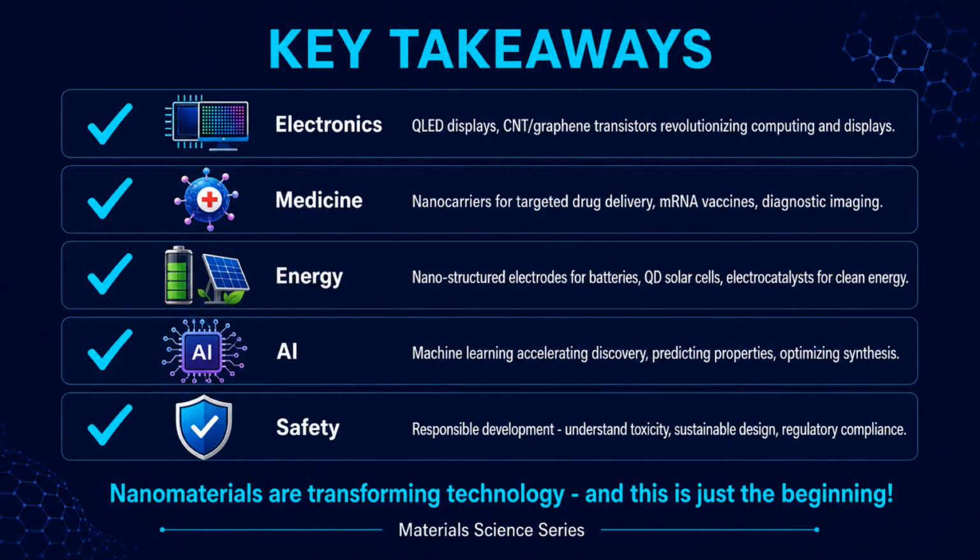In energy, nanomaterials enable higher capacity batteries, more efficient solar cells, and better catalysts for clean hydrogen production. Artificial intelligence is revolutionizing how we discover and optimize nanomaterials, turning months of experimentation into days of computation-guided synthesis. And through it all, we must remain mindful of safety and sustainability, understanding nanomaterial toxicology and designing responsibly from the start. Nanomaterials are transforming technology across every sector, and this is truly just the beginning.